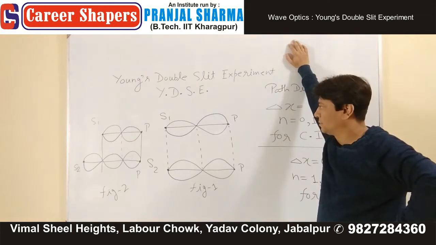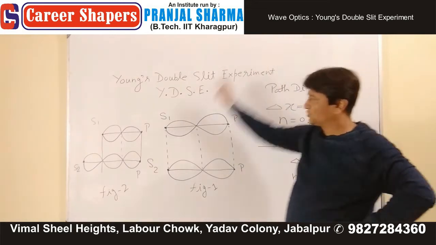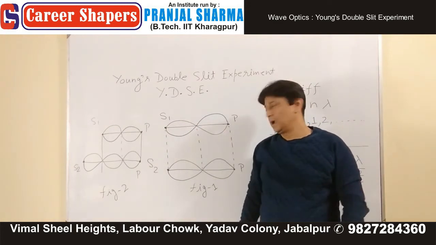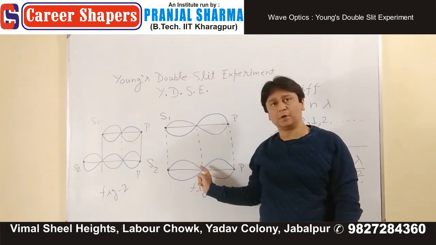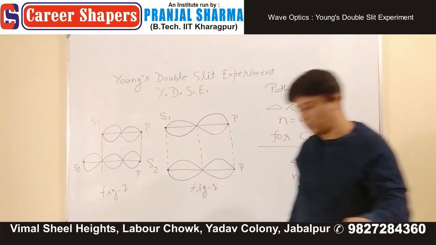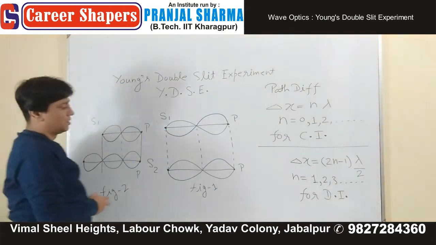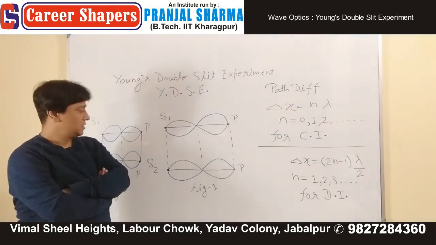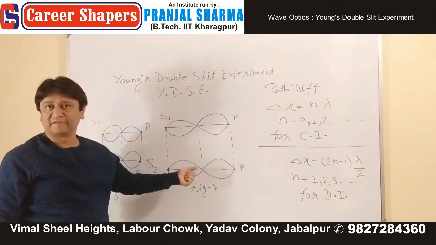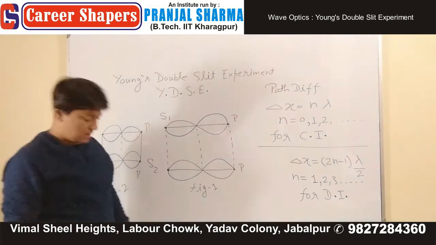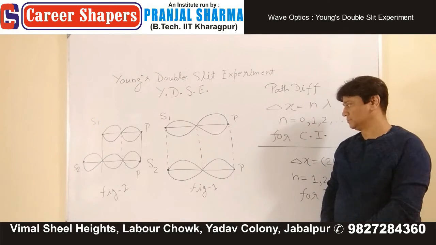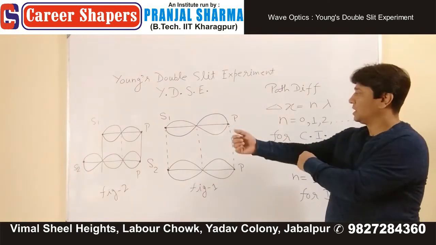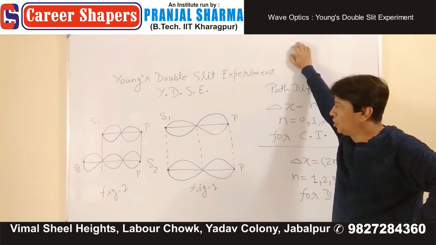But if S1 sends black and S2 sends blue, then these waves will cancel each other, and destructive interference takes place at P. And a dark spot will be observed.